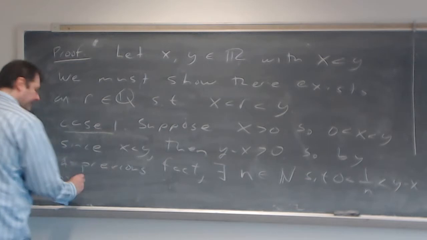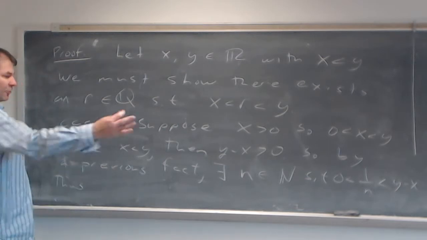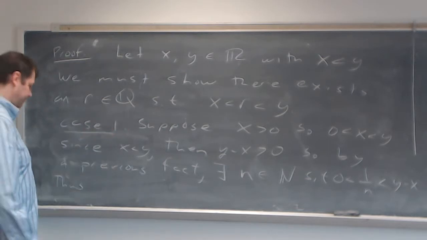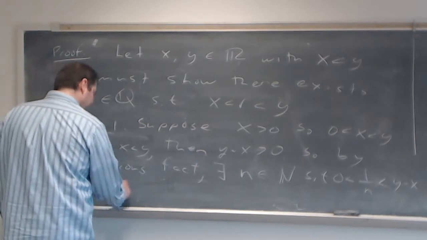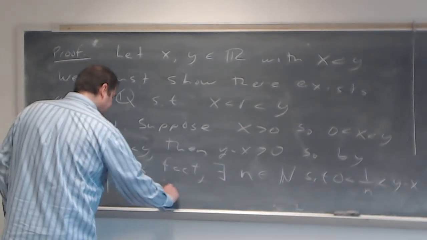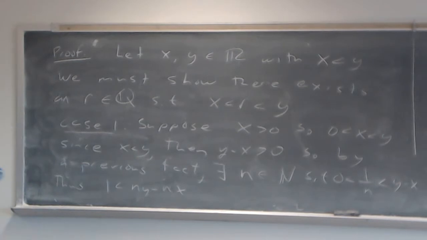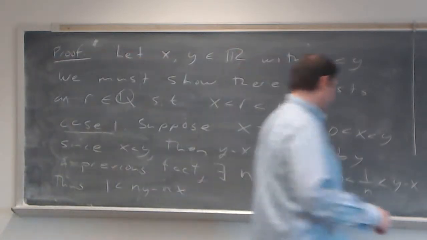Thus, if we multiply both sides of that inequality by n, we get 1 is less than ny minus nx. So I'm skipping a few steps. We're getting a little bit more mature. I don't have to write through every algebraic property of R to get that result. Distributive property. There we go. That's what it is.